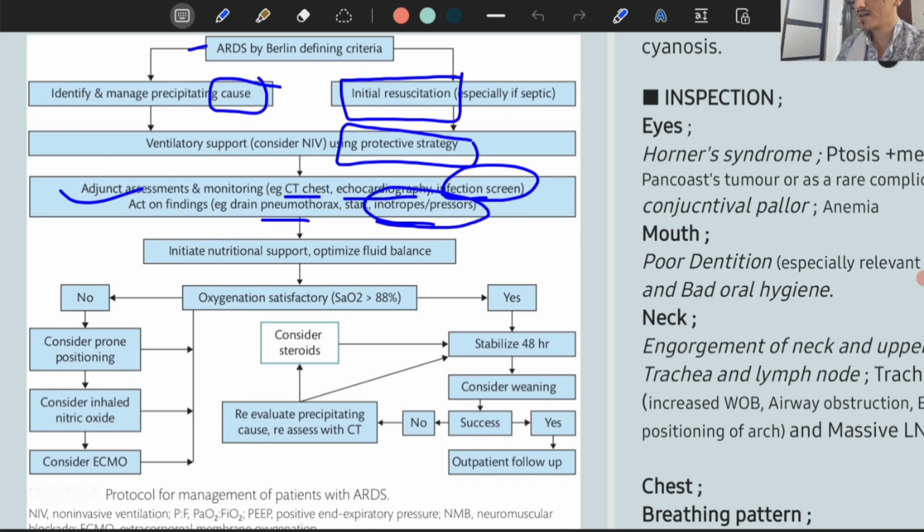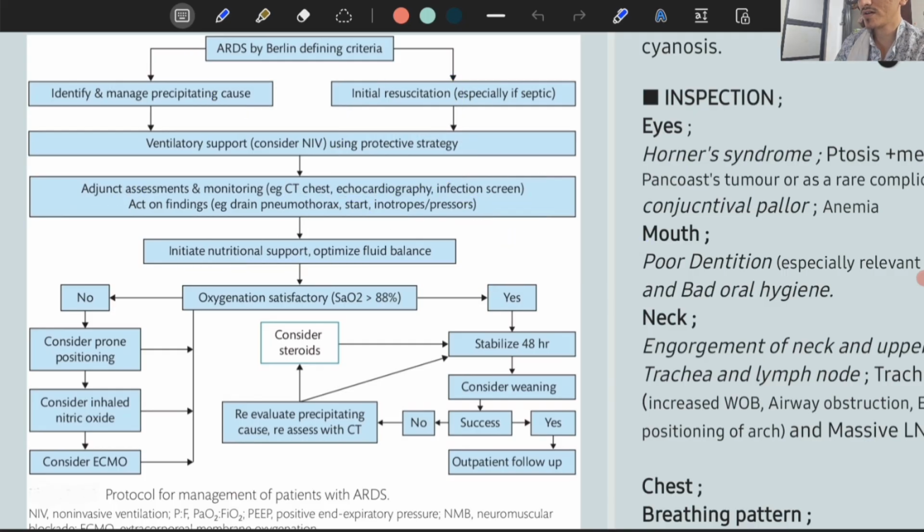You will maintain nutritional support by Ryle's tube, for example, and you will optimize the fluid balance. Fluid conservative strategy, we have learned, no? So you will treat the cause, you will initiate resuscitative measures by NIV or invasive ventilation using the protective lung strategy. You will act on findings which make the patient unstable, so you will stabilize the patient. You will give nutritional support and optimize the fluid balance.